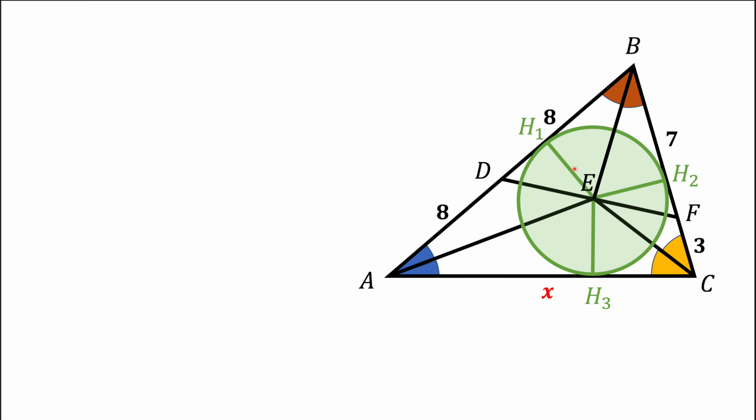There's another property that relates the circle and a tangent line, and that is that the tangent line, like AB, and this radius EH1 are at 90 degrees to each other. In a similar way, EH2 will be at 90 degrees to BC, and EH3 will be at 90 degrees to AC.